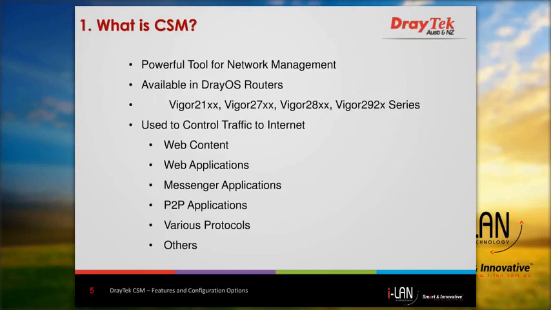And as you can see listed here, CSM is used to control traffic to the internet, and this includes web content, web applications, messenger applications, peer-to-peer applications, and various protocols and some types of applications.